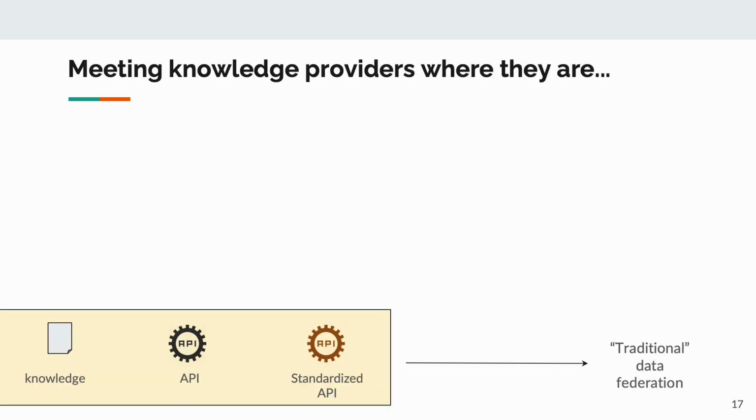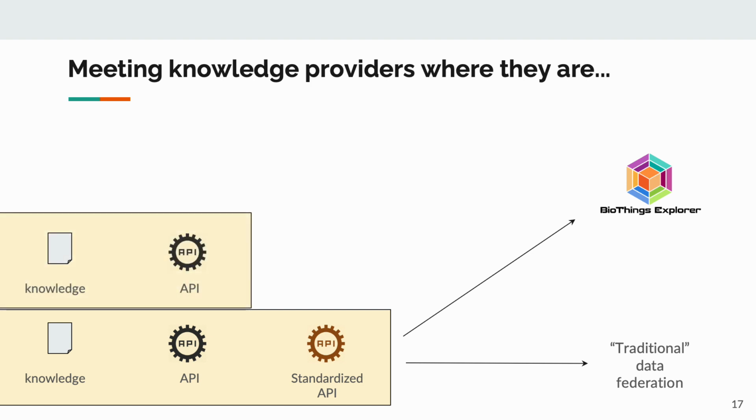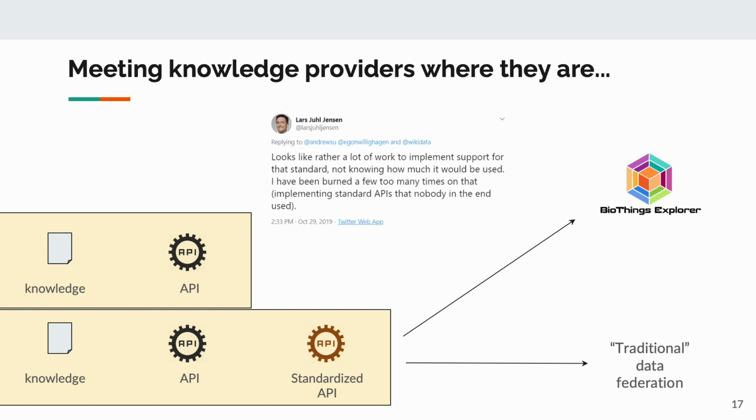The benefit of this approach is that we can meet knowledge providers where they are. If they already have a TRAPI standard API, more on that later, then BTE can already use them. If they already have an API, but don't want the added effort of writing an annotation, we can stand up a new annotation ourselves from their documentation with relative ease.